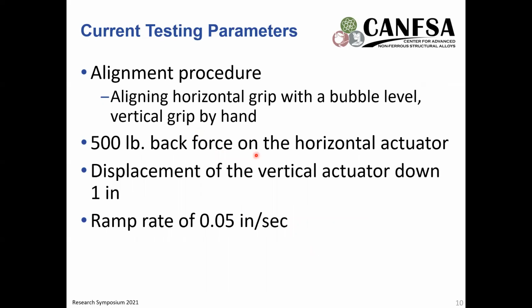Going into what we've been doing with testing parameters, a key factor is alignment, ensuring that those 2 grips are in line with each other so that when the material is drawn it's not angled at all. That is mainly done with a bubble level or by hand, because both of the grips are able to rotate freely. We've also been using a 500 back force on the horizontal actuator, as well as a displacement of 1 inch down for the vertical actuator. This has mainly been done at a 0.05 inch per second ramp rate.